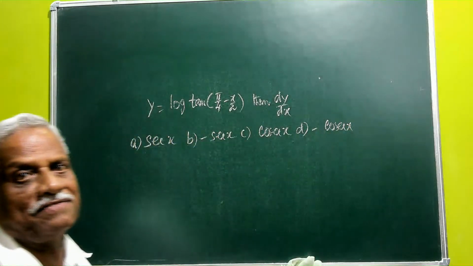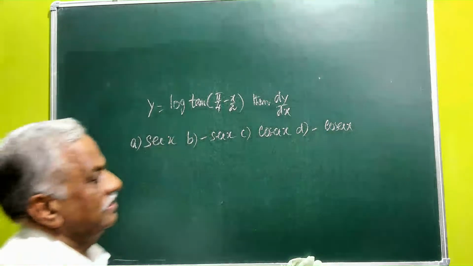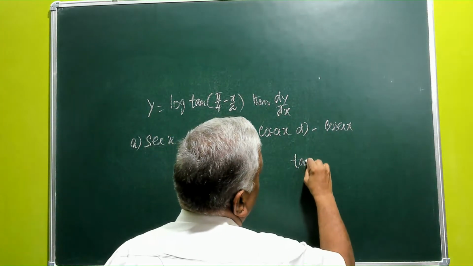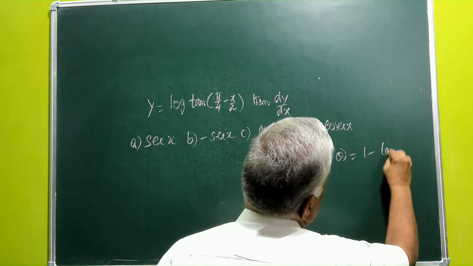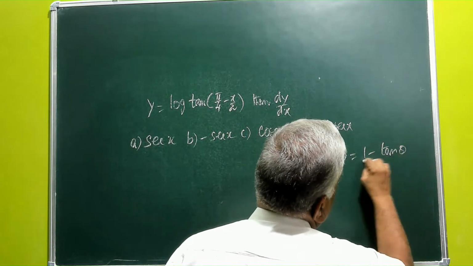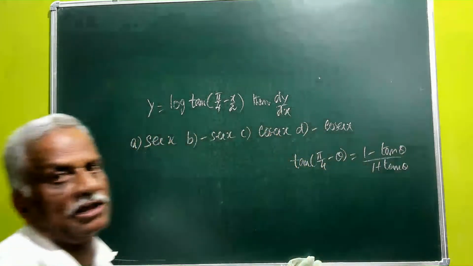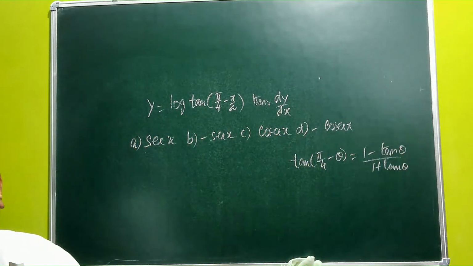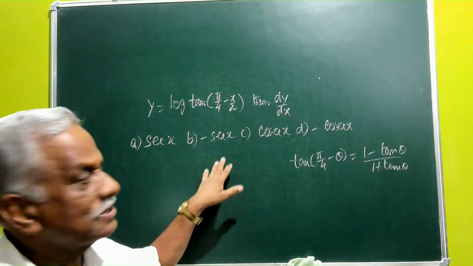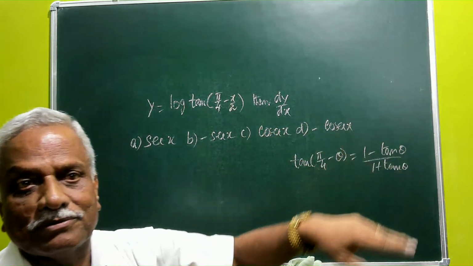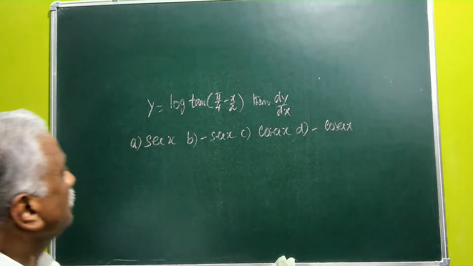Then why should we look at the answer? Because we are tempted to write the formula tan of pi by 4 minus theta is 1 minus tan theta over 1 plus tan theta. Then we may apply the formula log of m by n is log m minus log n. That should not be used because the answer is not in that simplification format. Therefore, the only method that we are going to employ is the chain rule.